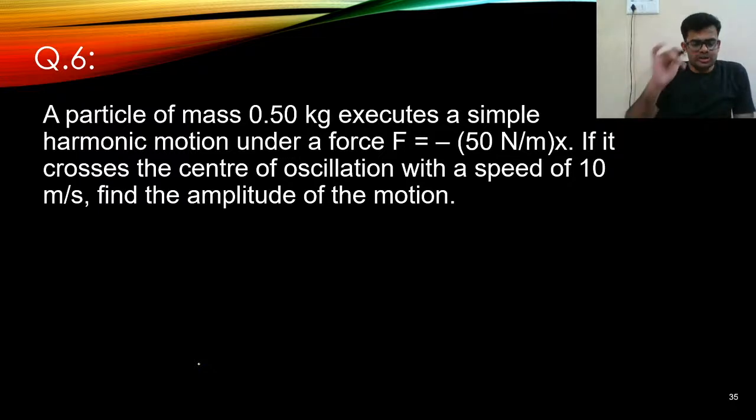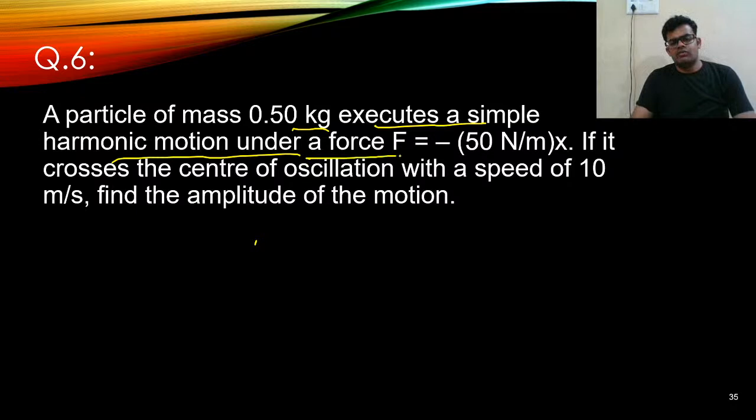So let us talk about this question. My dear friends, now we are going to discuss some basic questions. Question number 6. A particle of mass 0.5 kg executes simple harmonic motion under the action of a force F equals minus 50 Newton per meter times x. This is given. So m is given 0.5 kg, that can be written as 1 by 2 kg.